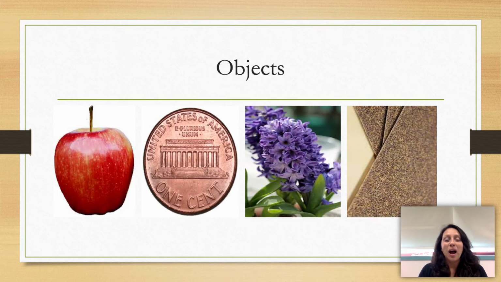Today, I'm using objects such as an apple, a penny, a flower, and sandpaper. I will be observing these objects to find out how they look, how they smell, some of them, how they taste, how they feel, how they sound. Let's get started.